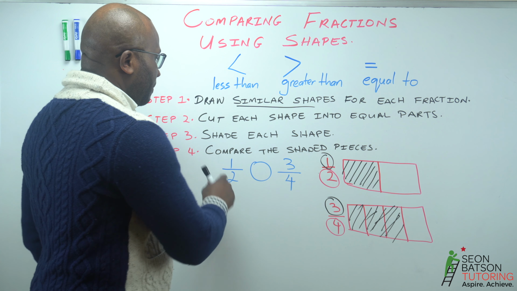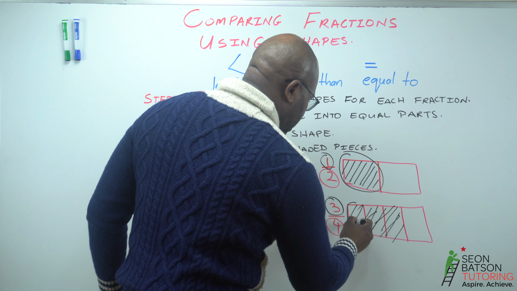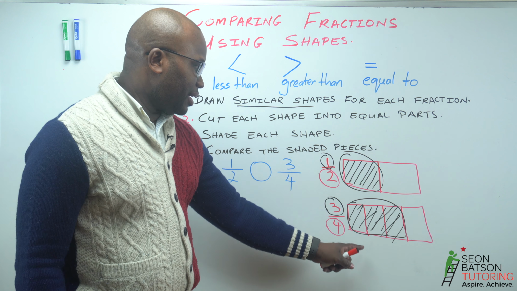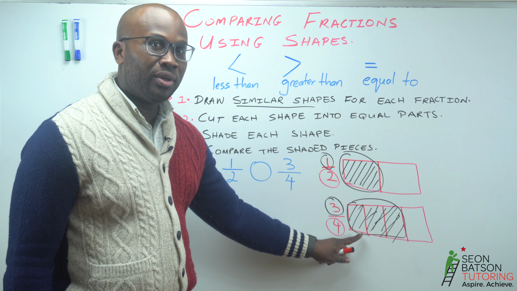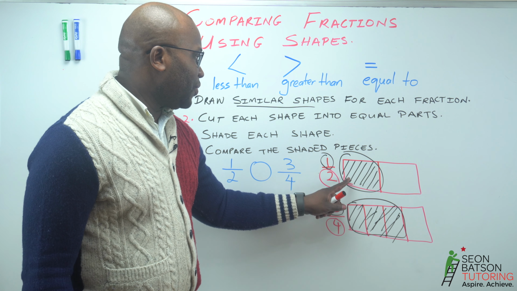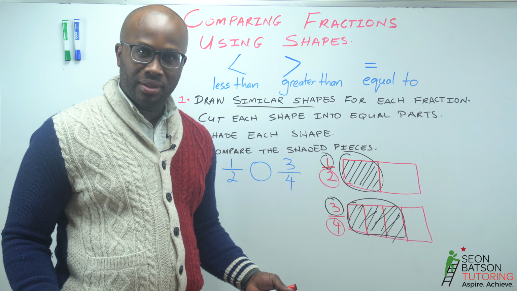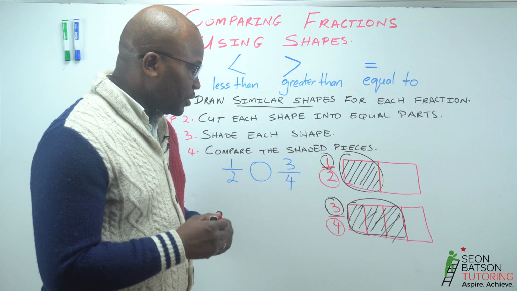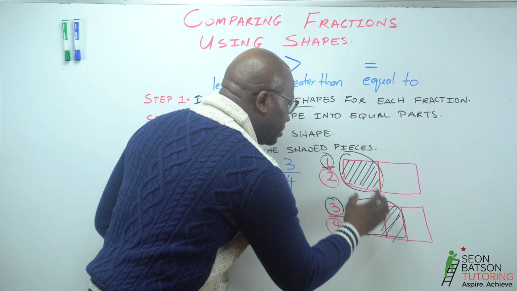We will compare the shaded pieces. So this is our first shaded piece here, and this is our second shaded piece here. Which is the bigger piece? 3/4 is the bigger piece. 1/2 is the smaller piece. Get the idea? So once we are done shading, we compare the shaded pieces.